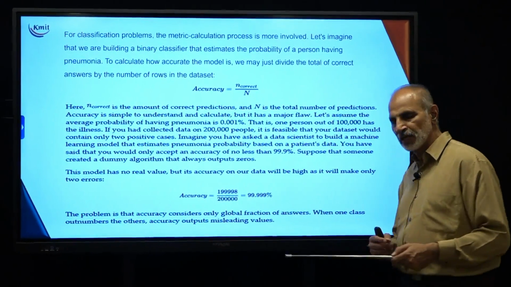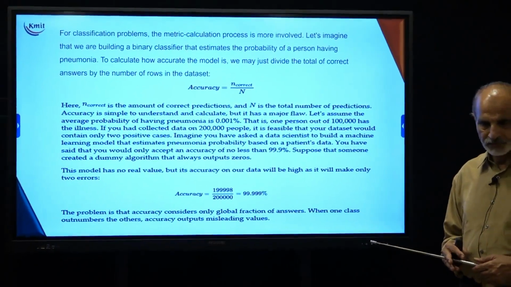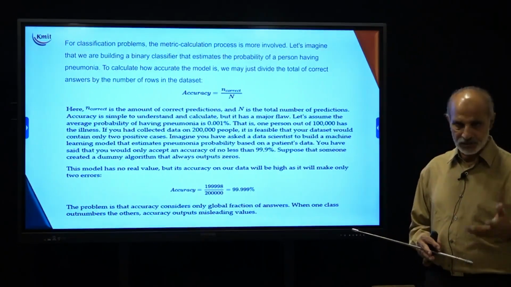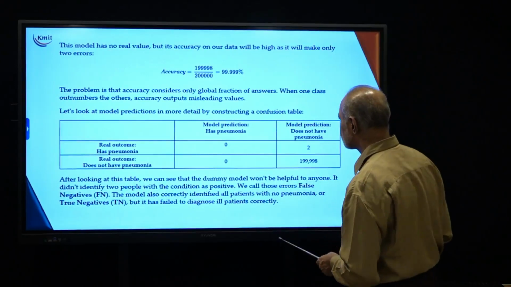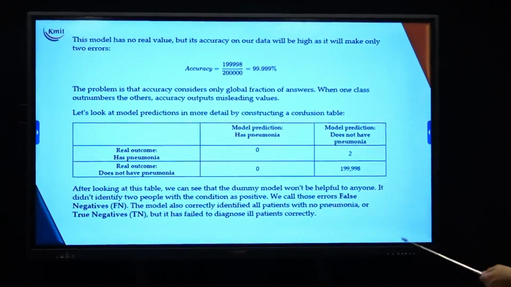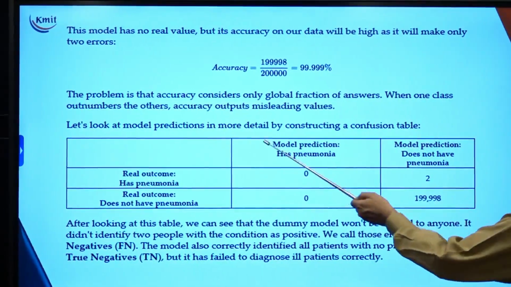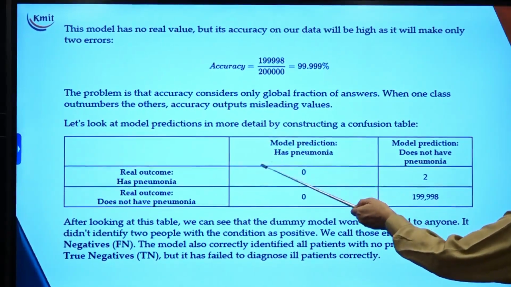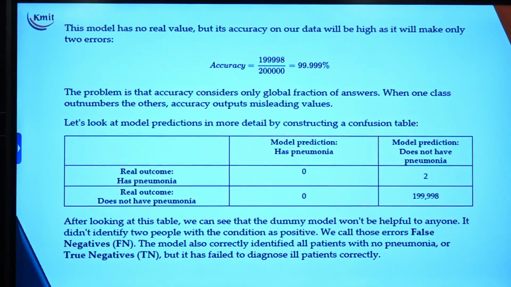So, what do we have to do? We have to make the classes balanced. If you have 50-50 for both of them, then you have a fairly good chance of achieving a better accuracy result. The problem is that accuracy considers only the global fraction of the answer. When one class outnumbers the other class, accuracy outputs are always misleading values.